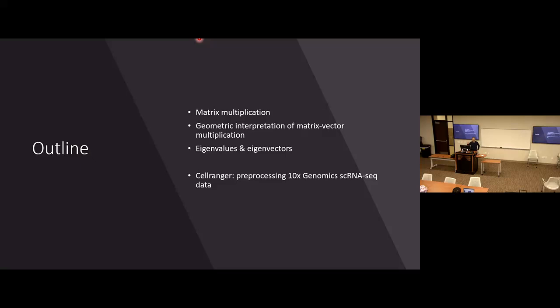The most important 3 items: the multiplication of matrices, the geometric interpretation of matrix vector multiplication, and then I will introduce the eigenvalue, eigenvector concept. We plan to have the Cell Ranger discussion on how to prepare this, but last week in the computer session, Shura has already demonstrated the pipelines to you, and I will just go through it very quickly if we have time at the end of the lecture, okay?